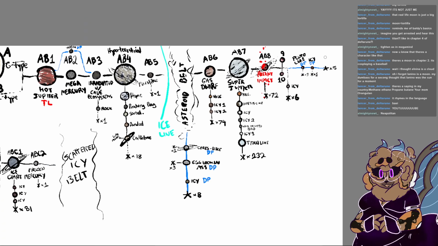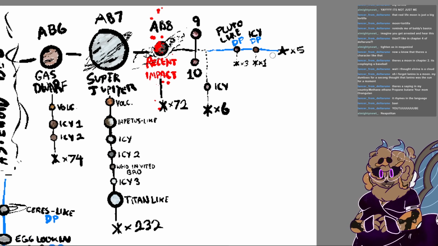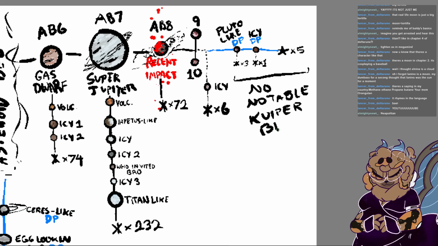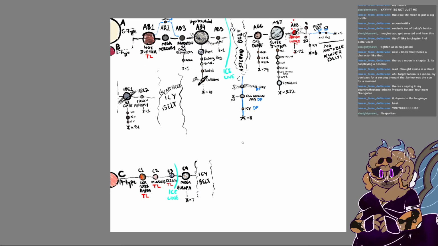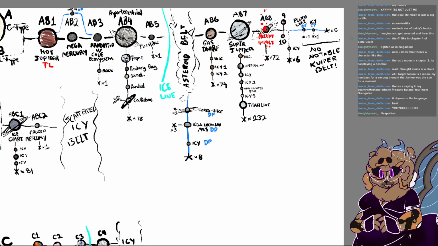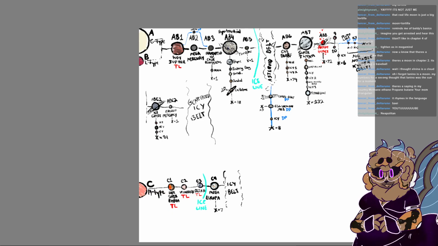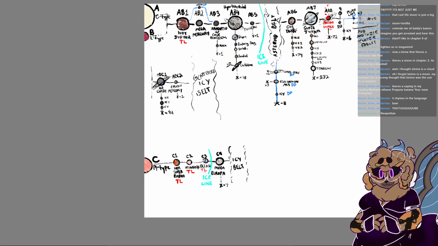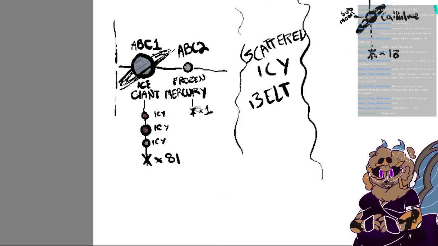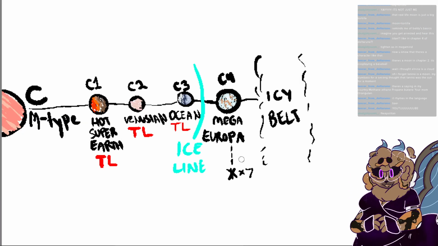Because there's not really that much of an icy belt here. So I'm actually going to make a note of that. No notable Kuiper Belt. Because I don't want there to be a proper Kuiper Belt around AB. Just an asteroid belt, I think, would be cool. And then we are down to these ones here. The Scattered Icy Belt, I'll tackle that one last.